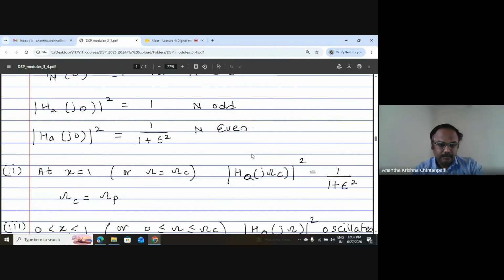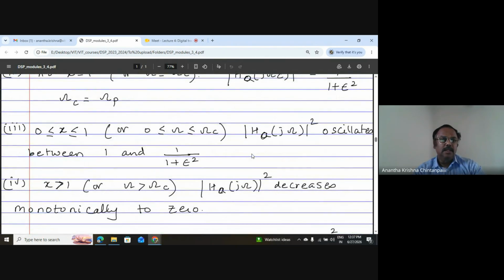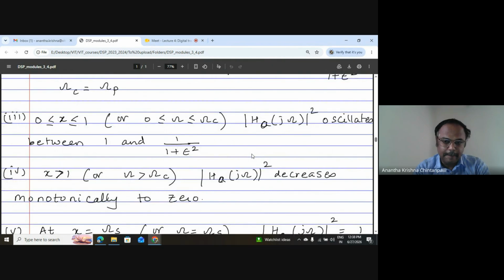Okay. Now when x is between 0 and 1, in other words omega is between 0 and omega c, the square magnitude response fluctuates between 1 and 1 divided by 1 plus epsilon square. When x is greater than 1, that is omega greater than omega c, which is nothing but my stop band region, the square magnitude response decreases monotonically to 0 because of the hyperbolic cosine function.